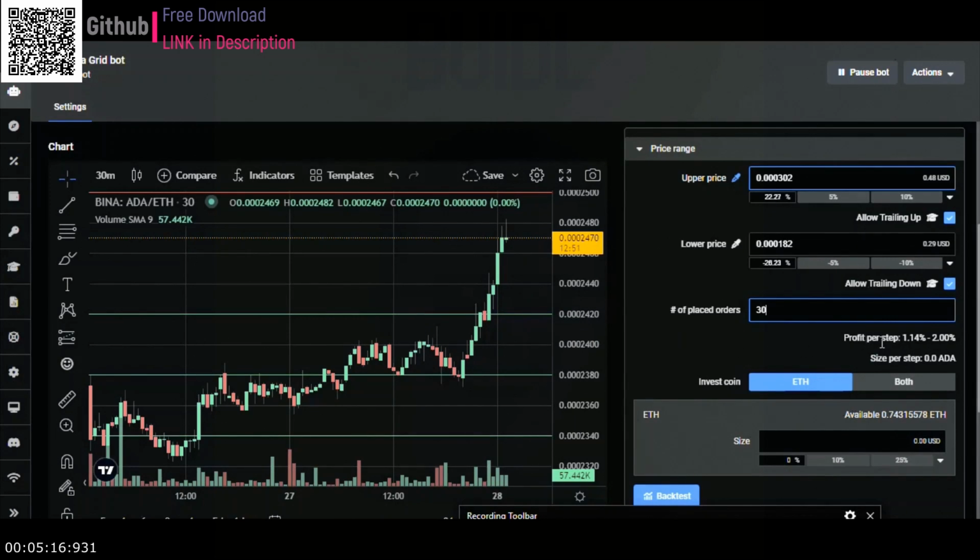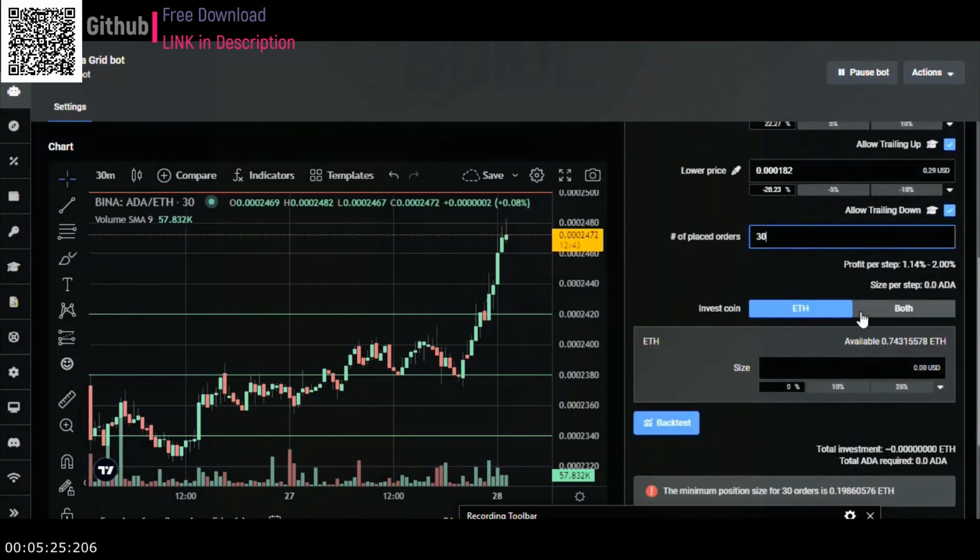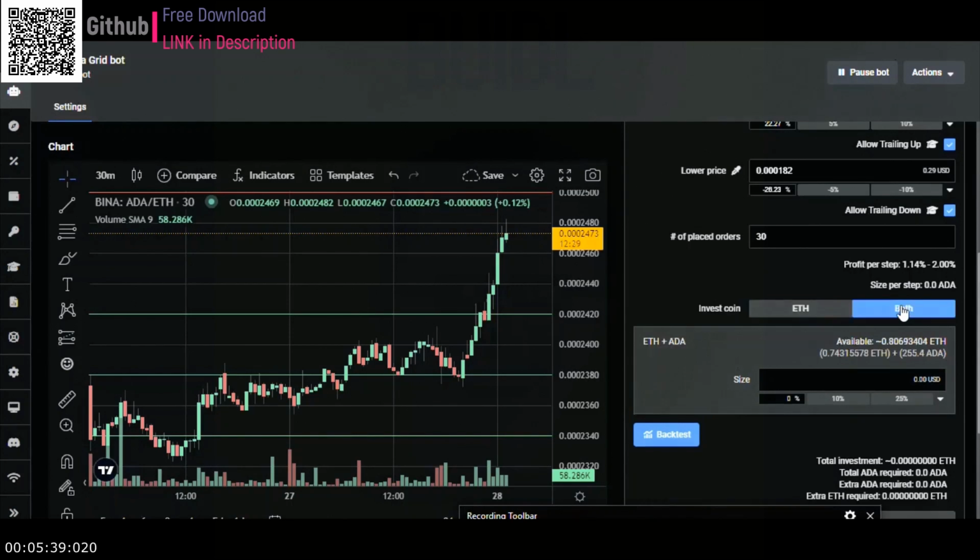So profit per step is around 1% to 2%, and for the size per step, I have to select how much I'm going to invest here. It is asking whether you're going to invest only Ethereum or both coins, because I have some balances in Ethereum and ADA. In that case, I'm going to select both coins. If you select Ethereum only, the balance of ADA would not be taken into account. Since I want to use all the Ethereum and ADA in my account in the grid bot, I have selected both.